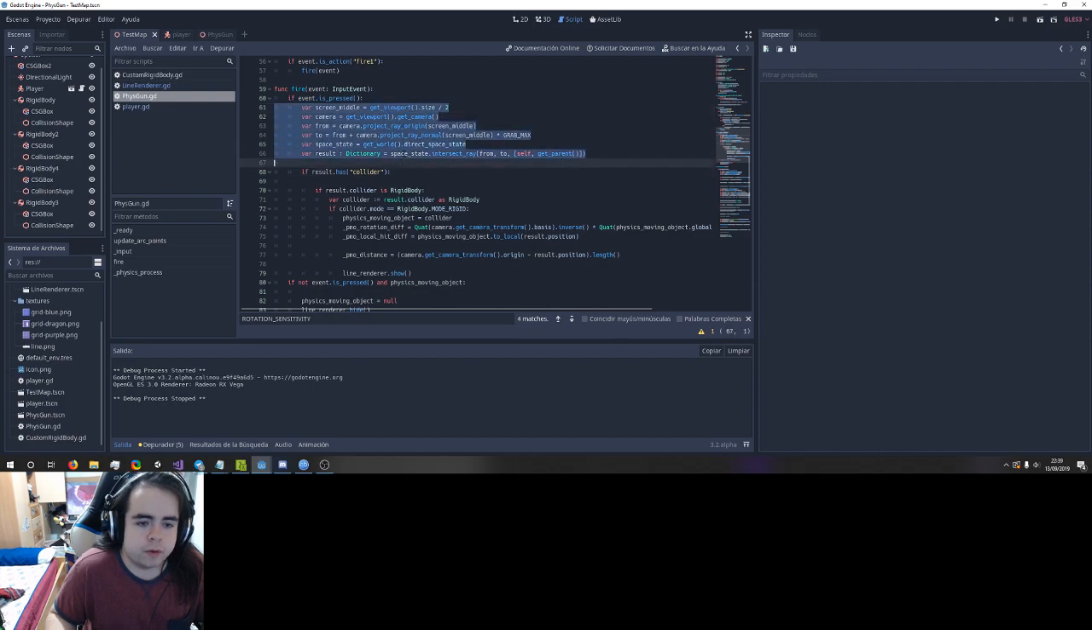So here we are doing our thing where we just figure out where our... So we do a ray from the middle of the camera. Now you can do it from the camera or from the player itself. Both approaches have their advantages and their disadvantages. You can also fire the ray from the player to a position calculated from the camera normal.